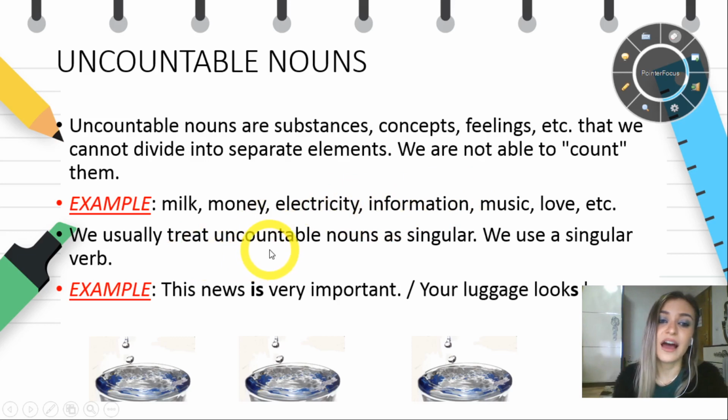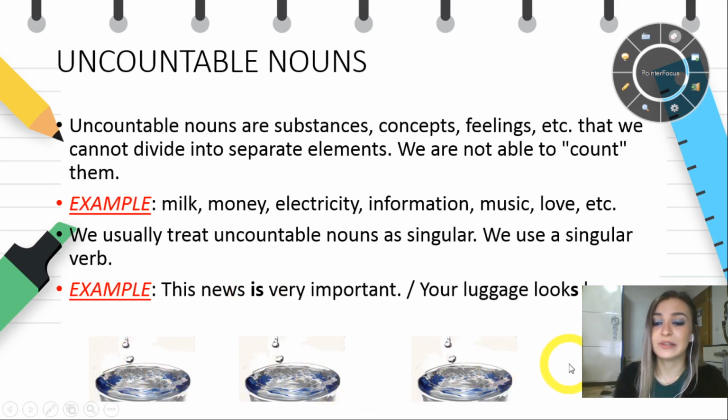We usually treat uncountable nouns as singular. We use a singular verb. So countable nouns can be both singular and plural, but with uncountable nouns, we only use singular verbs. For example, this news is very important, or your luggage looks heavy. Here we have the singular verb is, because news is an uncountable noun, and for uncountable nouns, we use the verb in singular.